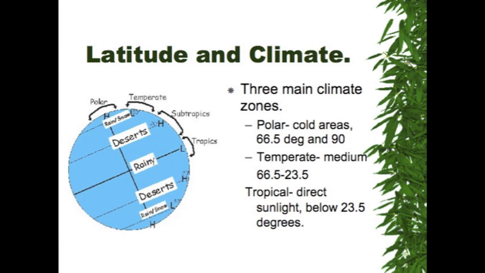Your position on the Earth will also dictate your climate. The further you are from the equator, the colder the climate will be. The closer you are to the equator, the warmer the climate will be. Hence our three climate zones: polar, temperate in the middle, and tropical around the equator.